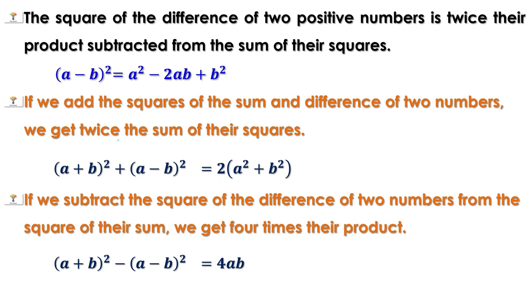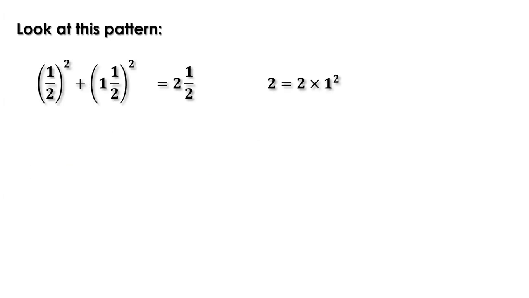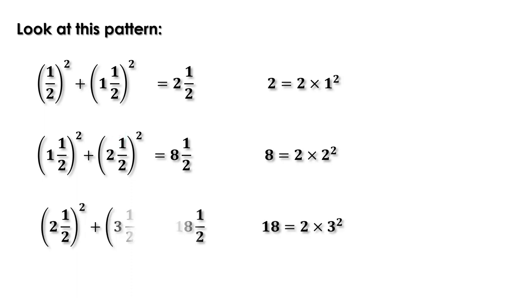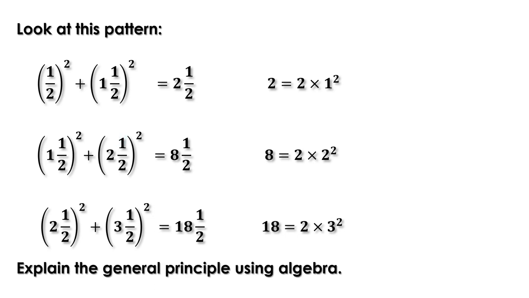There was a homework. Let us do it now. Look at this pattern. (1/2)² + (1½)² = 2½, and 2 is 2 × 1². (1½)² + (2½)² = 8½, and 8 is 2 × 2². (2½)² + (3½)² = 18½, and 18 is 2 × 3². Explain the general principle using algebra.